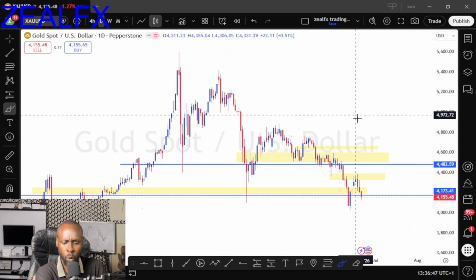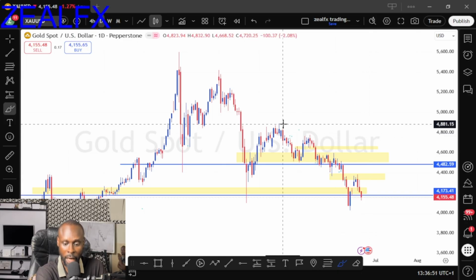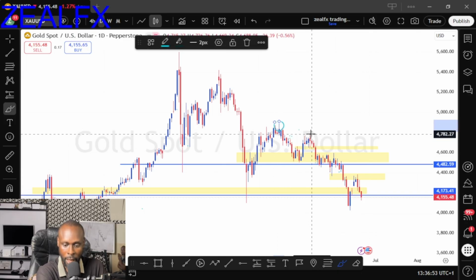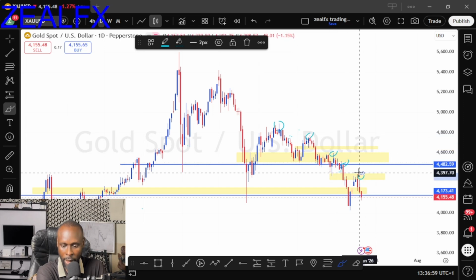So how do we know that the gold USD is projecting more of a bearish trend this week? We can see we still have this higher high and a lower high, then a lower high, then a lower high, and a lower high. So this series of lower highs indicates more of a bearish trend this week for the gold USD.